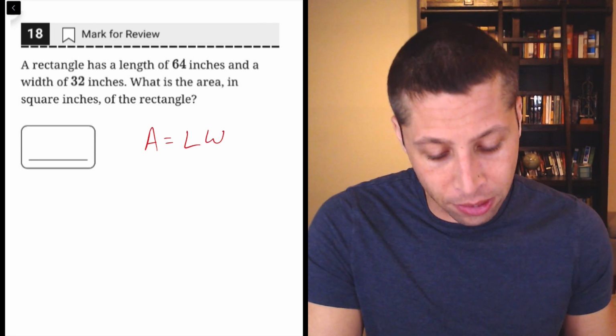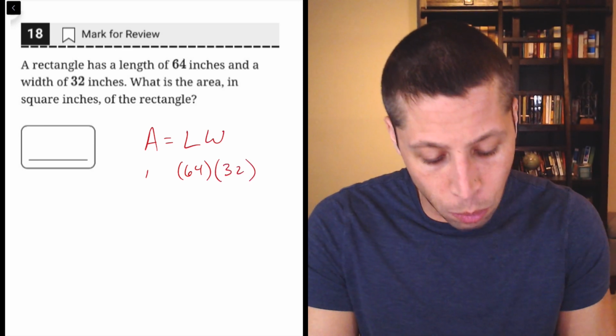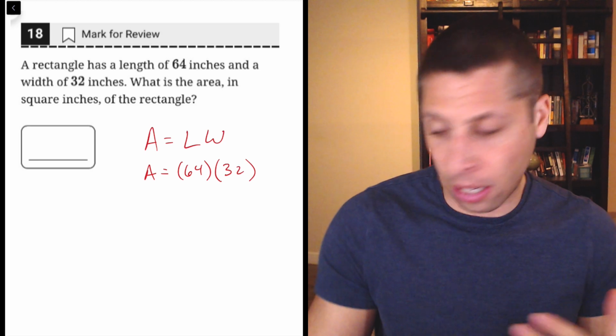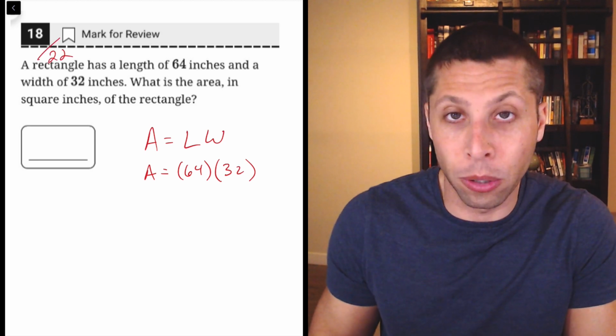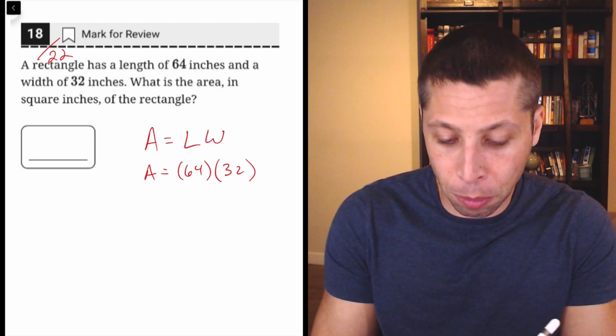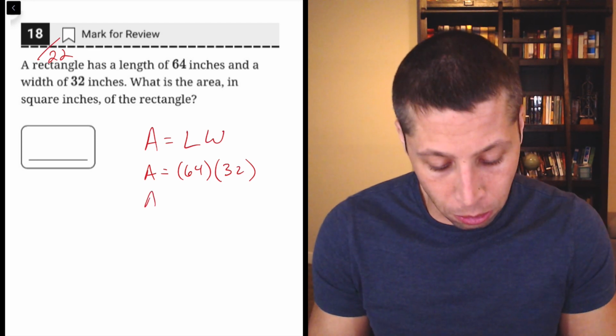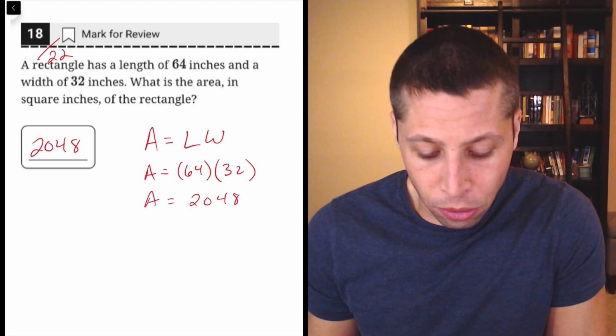A rectangle has a length of 64 inches, so we can substitute that in, and a width of 32 inches. What is the area, right? So there's no twist here. I really don't know why this question is so late in the section, right? It's 18 out of 22. It feels like it should be really, really hard. Literally, it's just taking your calculator and multiplying 64 times 32, and that gives us an area of 2,048. That's it. That's the whole thing.